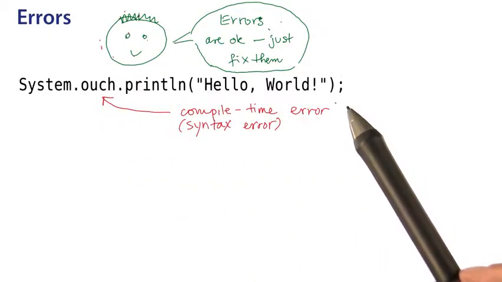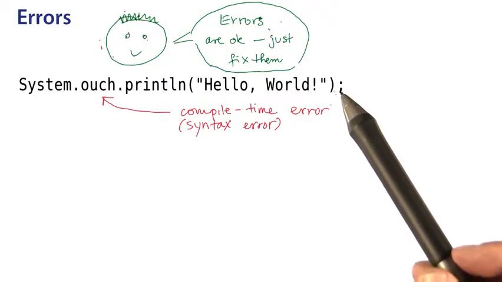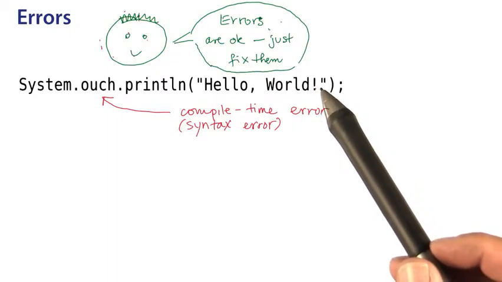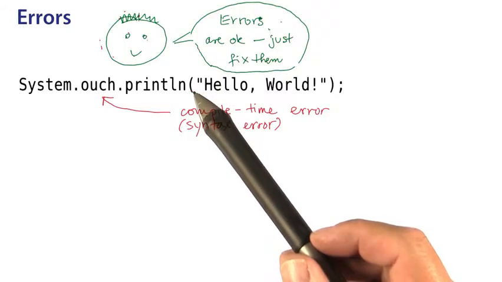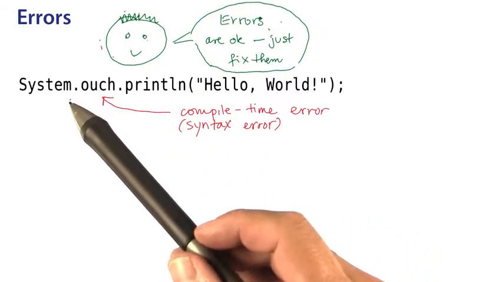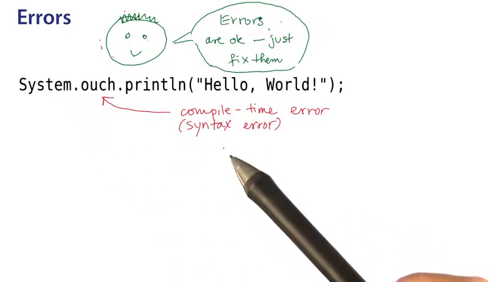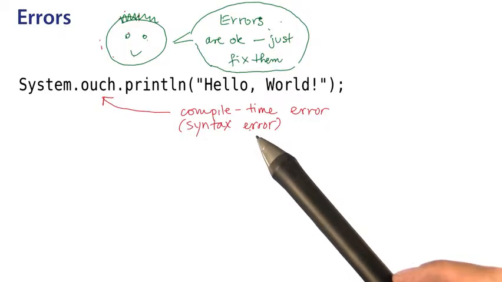As you can imagine, there are lots of syntax errors you could make. You might forget the semicolon. You might forget one of these quotation marks, or both. You might forget one of these dots. Anytime you do that, the compiler will complain, and you just fix that particular error and recompile. It happens to the best of us.